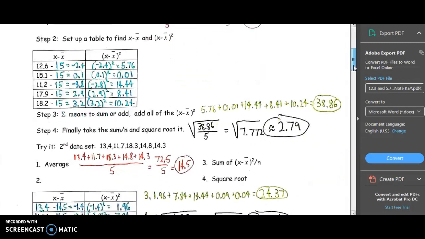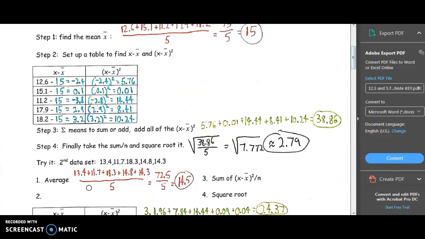Again, there's a few steps to it, but it is the same steps every time. First step, if I'm given the second data set, is I'm going to start with an average. Add all those data items together and divide by 5, because there are 5 elements in that set, and that gives us 14.5 for an average.